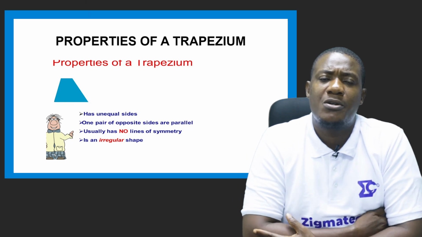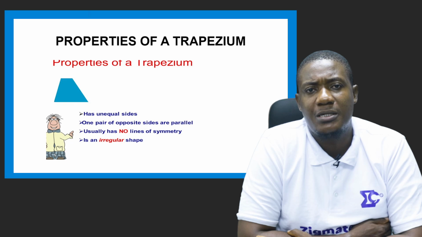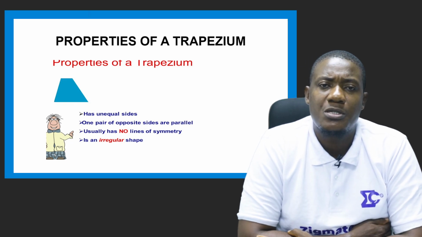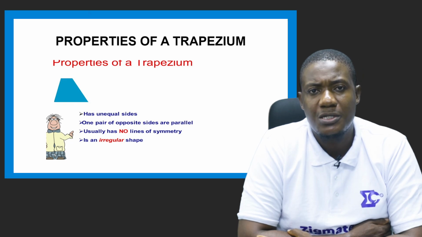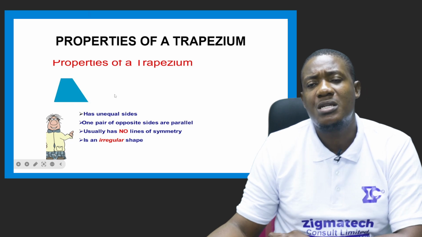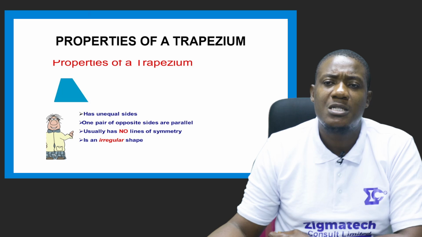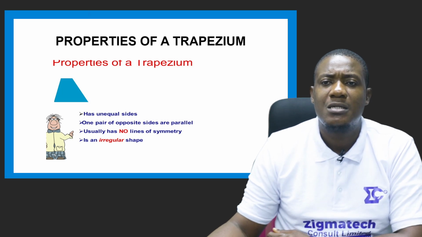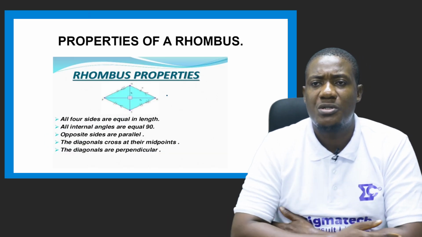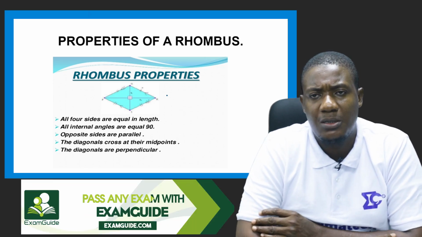So just like other quadrilaterals, the interior angles of a trapezium add up to 360 degrees. So please take note of that for a trapezium. When you see a shape that has these properties I've outlined, just know that the shape we're considering is a trapezium.